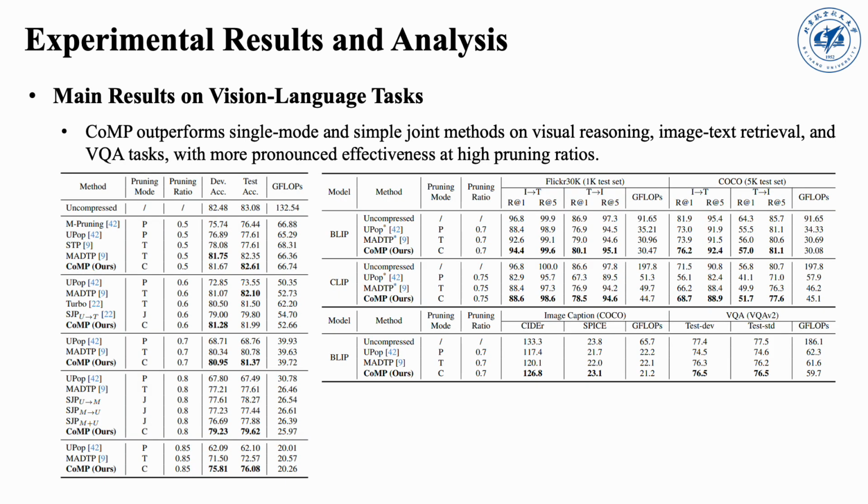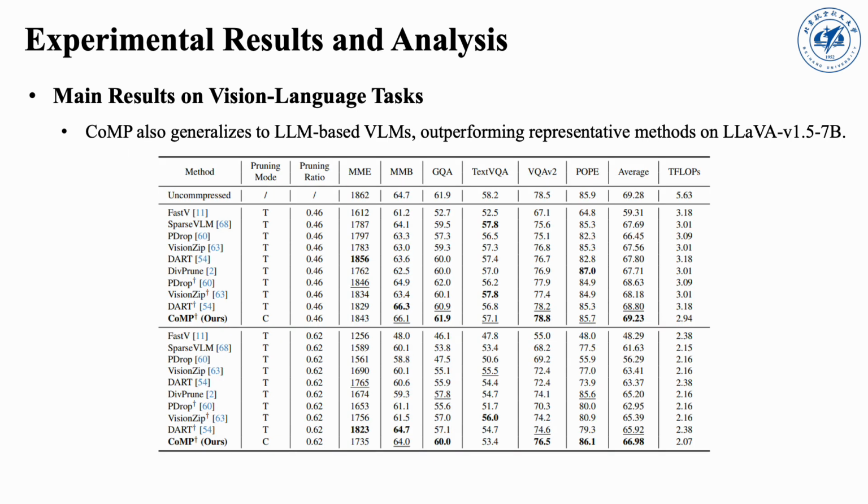We conduct extensive experiments to validate the effectiveness of COMP. We apply our method to BLIP and CLIP models fine-tuned on visual reasoning, image-text retrieval, and visual question answering tasks. COMP consistently outperforms both single-mode pruning and simple joint pruning baselines, with more pronounced gains under high pruning ratios. We further extend COMP to LLaVA-1.5 7B, demonstrating its generalization capability to LLM-based VLMs. It also outperforms representative visual token pruning methods with only one epoch of fine-tuning.